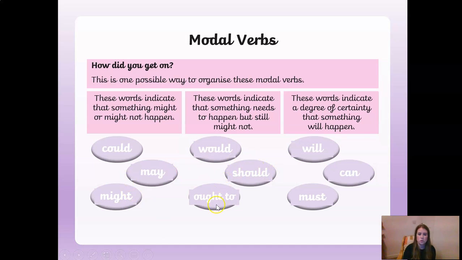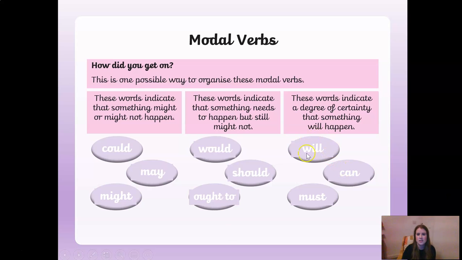Would, should and ought to. These words indicate that something needs to happen, but it might not. So someone would need to do this, should need to do this, or ought to do this. So rather than looking at whether it's going to happen or not, this is something that needs to happen, but again we are looking at the degree of possibility of whether it's going to happen or not.